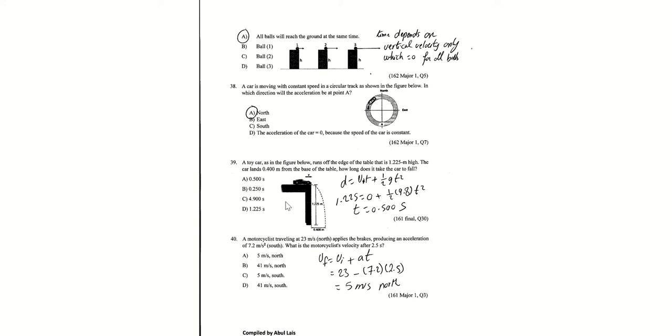Now remember, to find the time, all you need is the vertical motion. You don't need the horizontal velocity. So just use d equals v initial t plus half g t squared. Now what is the height? It's 1.225. The initial velocity is 0, plus half times 9.8 times t squared. Then t will be about half a second, and the answer again is A.